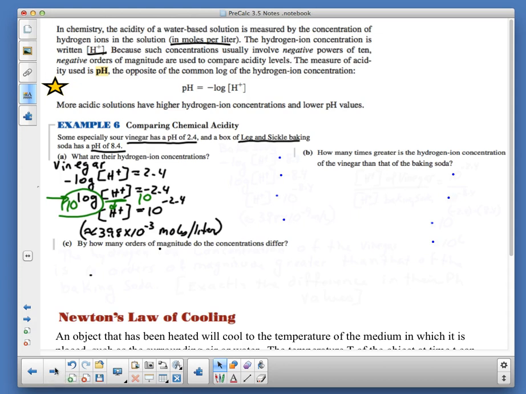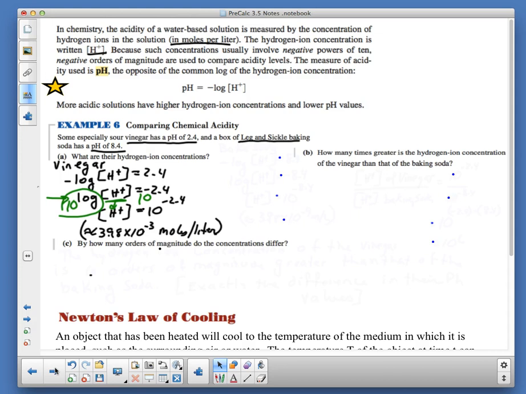Are you okay with the algebra work with the logs? Yes or no? Because it's the same stuff that I do when I'm graphing a logarithmic function without a calculator.